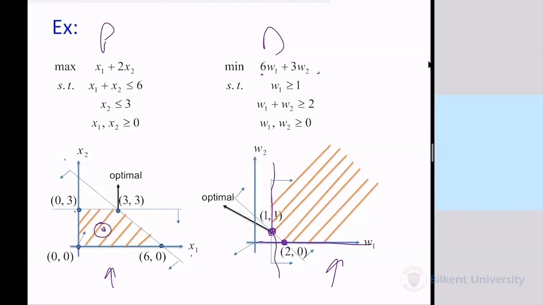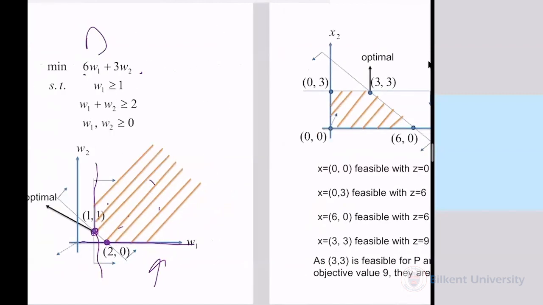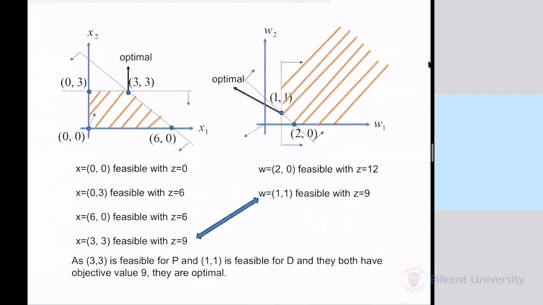The value for this one in the objective function will always be less than the value of any feasible solution from here. Okay, I think I have many numbers. Let's see. (0, 0) is a feasible solution for my primal problem. The value is 0. Then (0, 3) is a feasible solution, and the value is 6. Put it in the objective function.